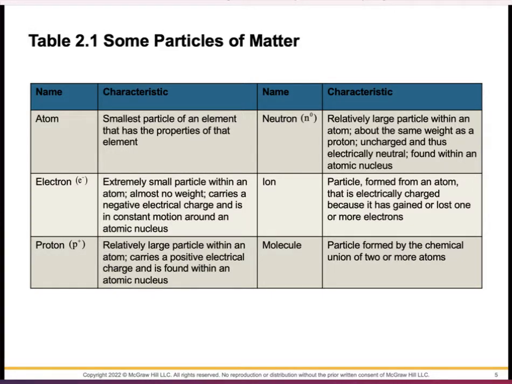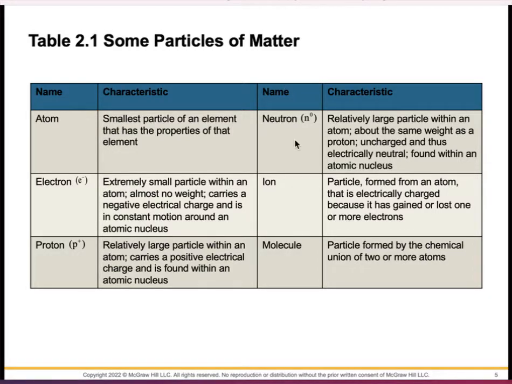The first thing is an atom. What's a characteristic of an atom? We know it is the smallest particle of an element that has properties of that same element. Remember the hydrogen atom. Okay, it is a unit of hydrogen, therefore it is the smallest amount of hydrogen that can ever exist. Okay, that is a hydrogen atom.